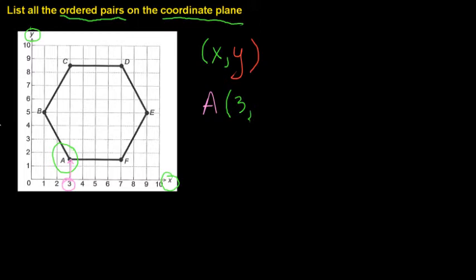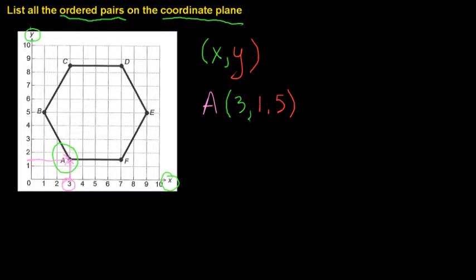And the y-coordinate for A is between 1 and 2. It is right here. So between 1 and 2 is 1.5. So the ordered pair for coordinate A is 3 and 1.5, 3 being the x-coordinate and 1.5 being the y-coordinate.